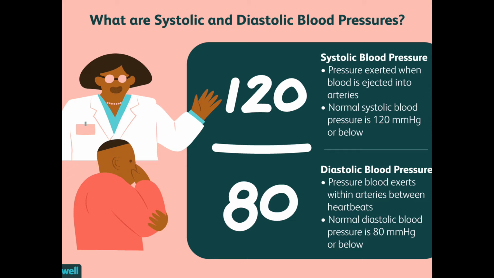The second, or bottom number, measures diastolic blood pressure. Unlike systolic blood pressure, diastolic blood pressure measures the pressure exerted on the artery walls when the heart rests between beats, or when the semilunar valves, the valves that open when blood is ejected from the heart, close. The diastolic blood pressure measurement will always be a lower number than the systolic blood pressure.